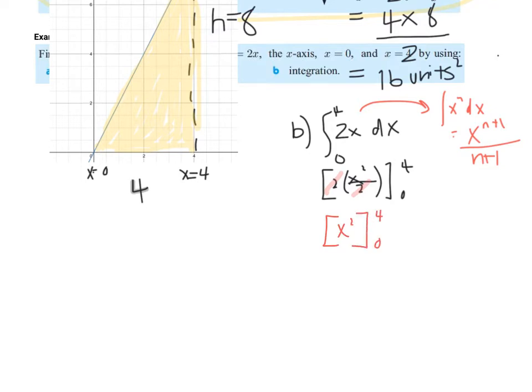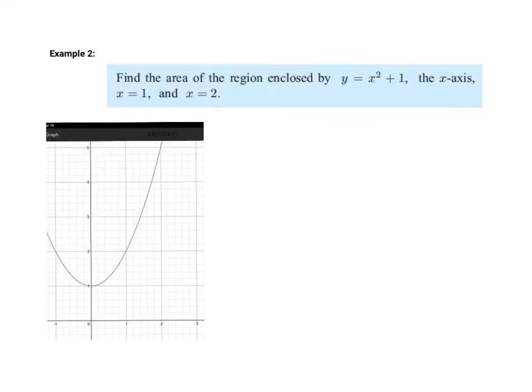And you'll remember for definite integrals, what that means is that we replace the x with 4, so I've got 4 squared, minus our lower boundary, which is 0, 0 squared. So I have 16 minus 0, which gives me again 16 units squared. So we've been able to solve this problem using a geometric argument, a bit rudimentary, which works well for linear functions, but could be a bit more complicated for a function that looks like this.